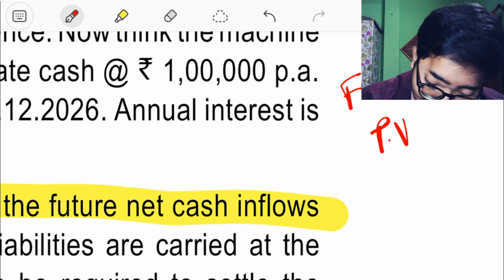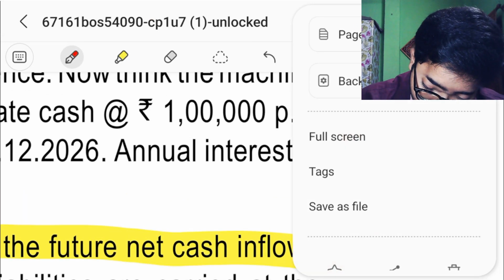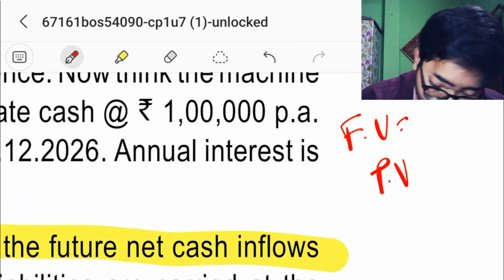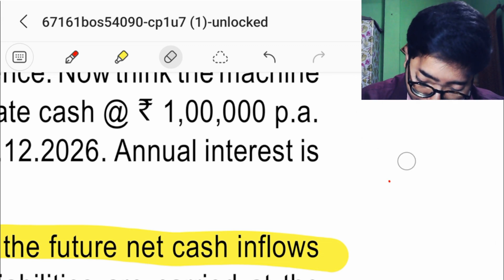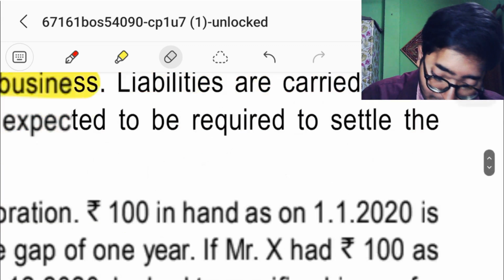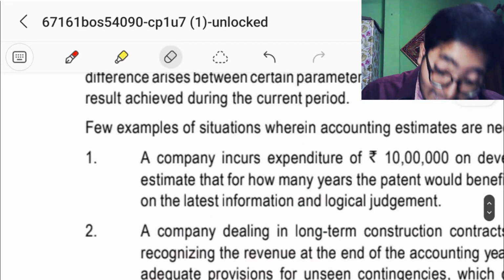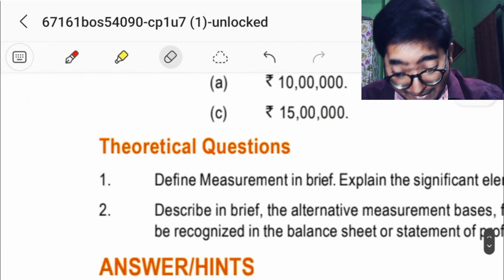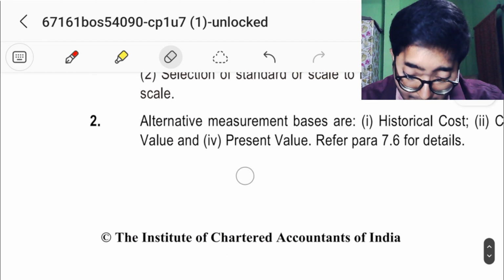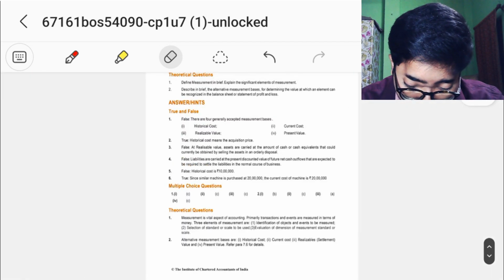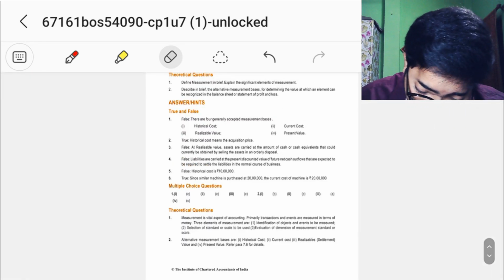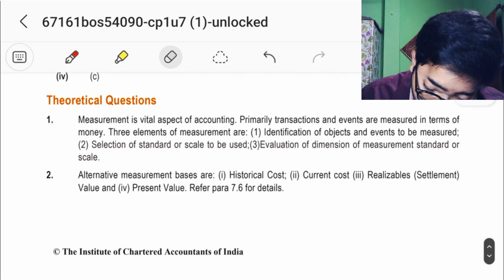So let us take another, or let us go to the end of this chapter to explain the concept of present value. This thing is also explained in this chapter itself, but to explain you a bit properly, I am performing this over here.